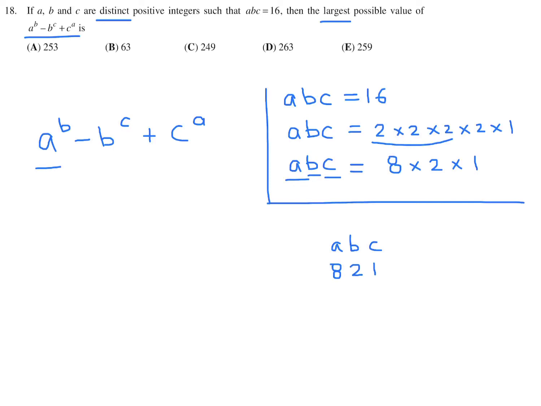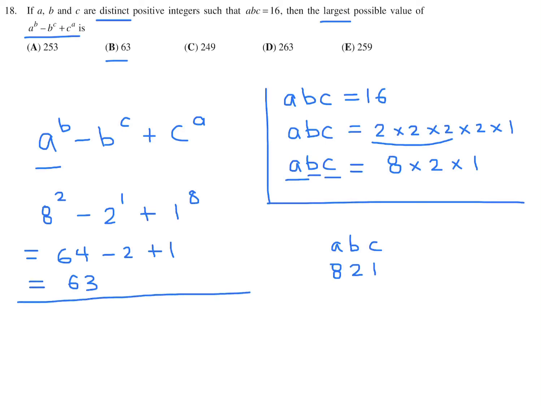All right, so if a is 8 and b is 2, this is what I'm going to get. 8 to the power of 2 minus 2 to the power of 1 plus 1 to the power of 8. All right, let's figure this out. So we have 64 minus 2 plus 1, and this equals 63. Okay, which is one of the answer choices, but let's keep going here. Perhaps we can get a bigger number.